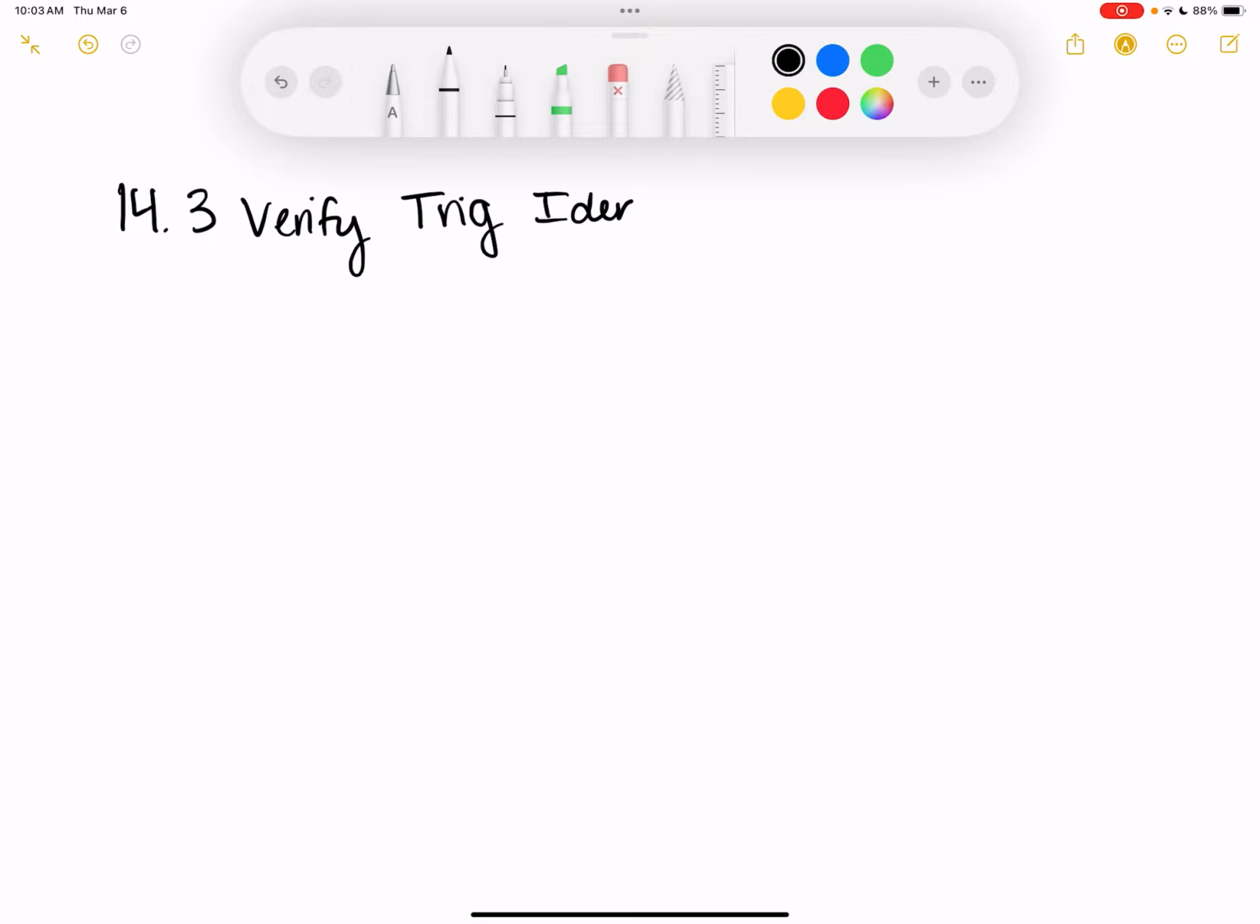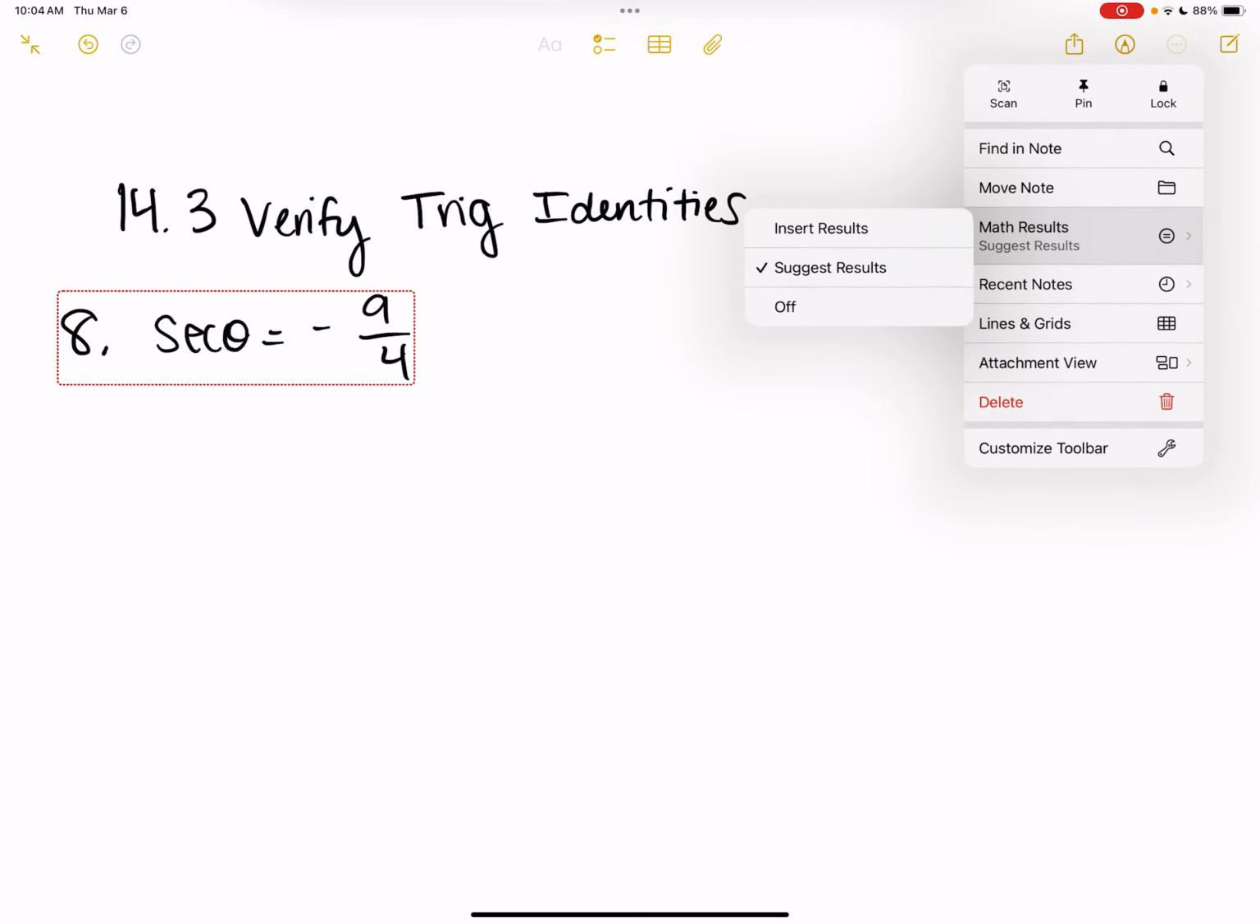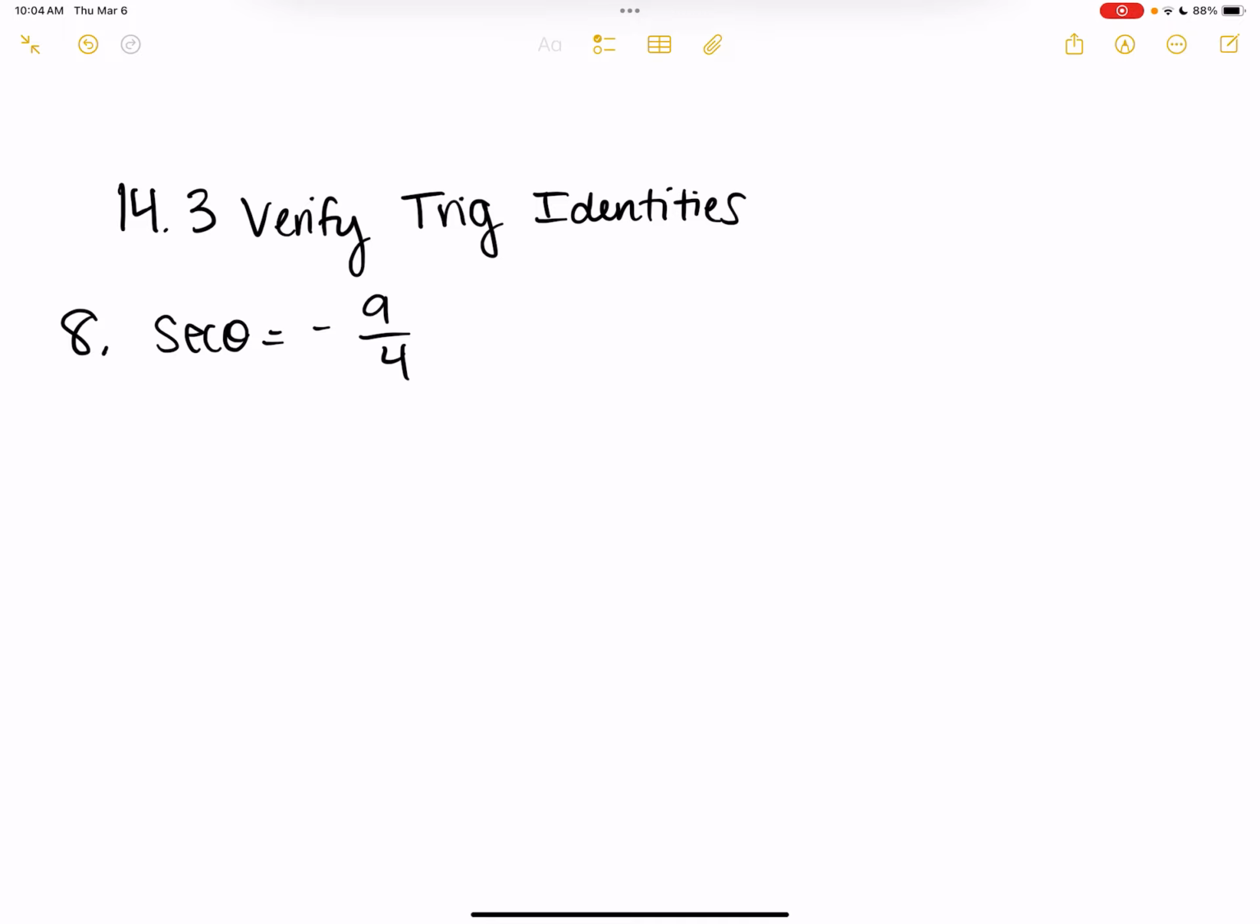All right, verifying trig identities. The first step's going to be a little bit of a review, so I'm probably just going to do one of those, and then we'll move into the new stuff. It says find the value of the other 5 trig functions of theta. They give us the secant of theta equals negative 9/4, and they say that pi over 2 is less than theta is less than pi.